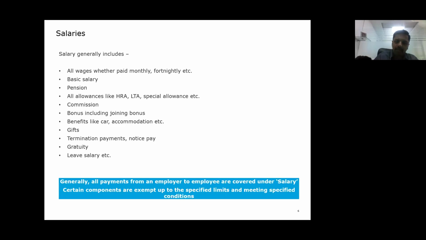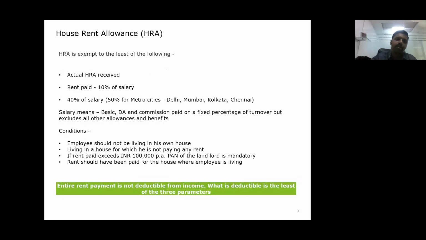So let us look into those exemptions and deductions now. The first one is the house rent allowance. It's a common item in any salary structure. Is the entire HRA exempt? Definitely not. There are specific rules which define what is exempt. The least of the following three criteria is what is exempt from the salary.